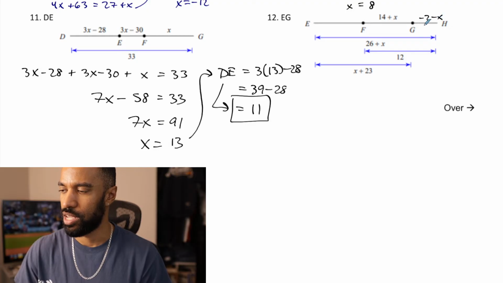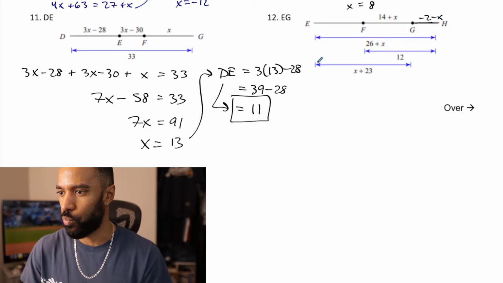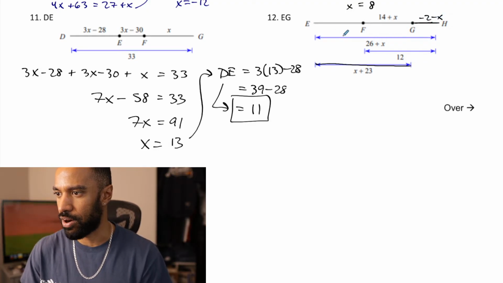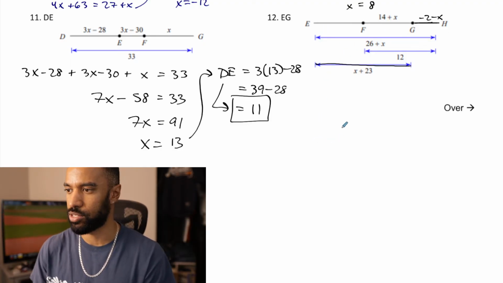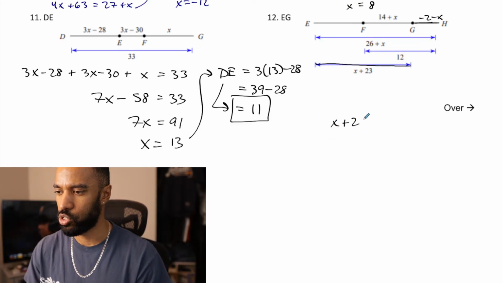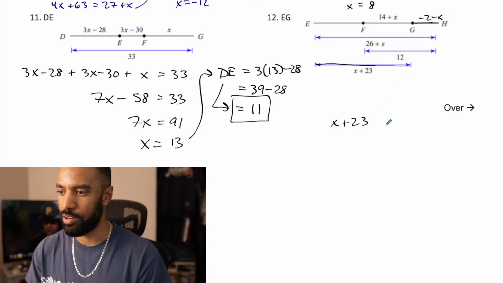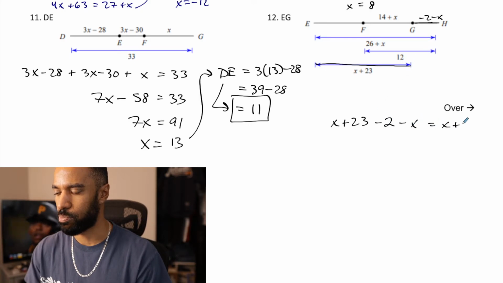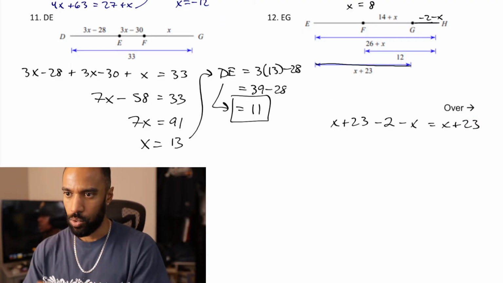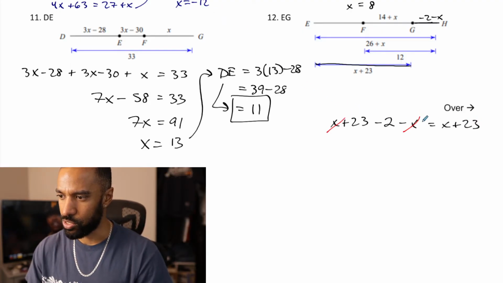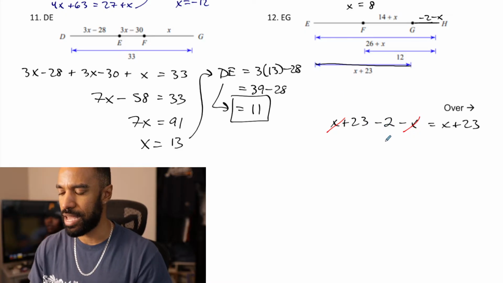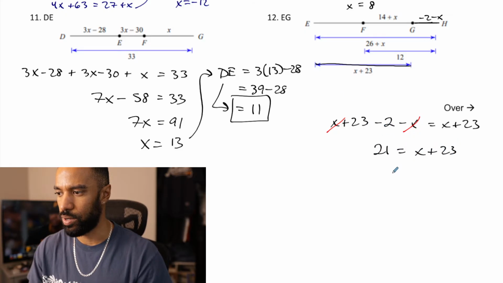Negative 2 minus x. If I add GH with x plus 23 there, I will get all of 26 plus x. So x plus 23 plus negative 2 minus x, that is just minus 2 minus x, and that equals x plus 23. Well, the x minus x cancels out. 23 minus 2 is 21. 21 is x plus 23. Subtract 23, get x is negative 2.